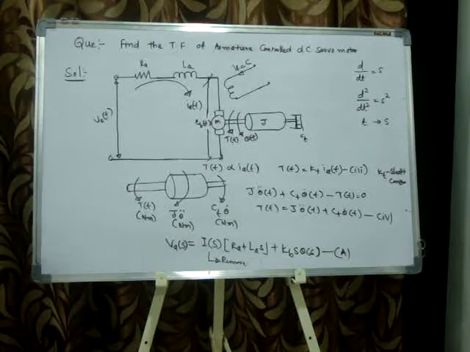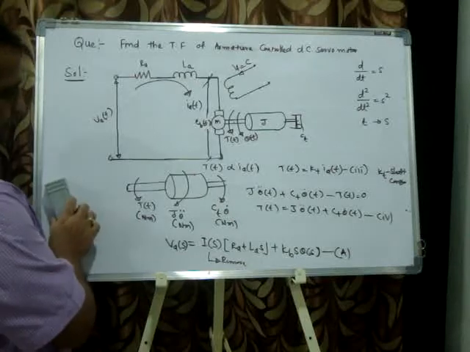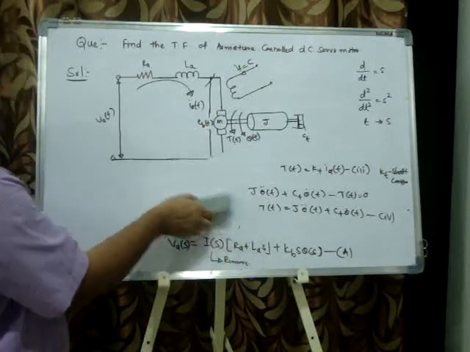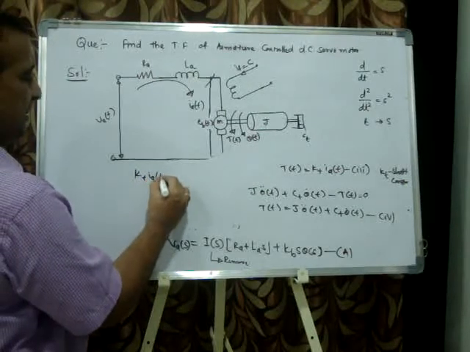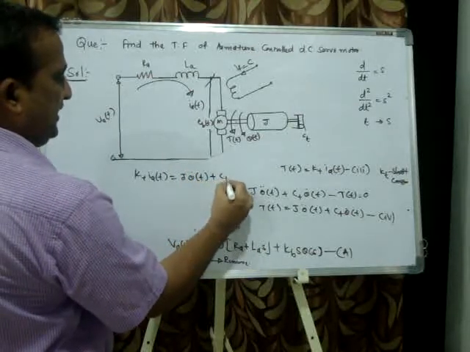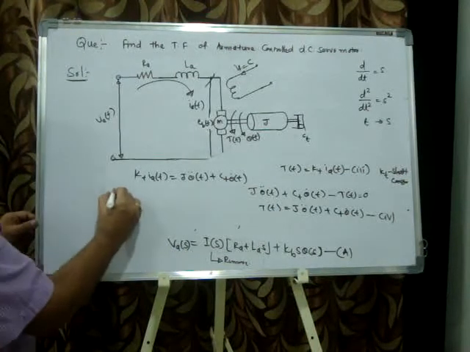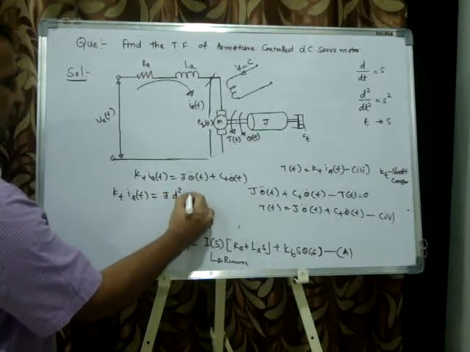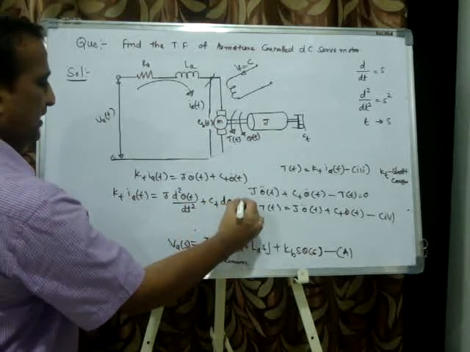Now I'll equate 3 and 4. I'll get KT IA(t) = J theta double dot(t) + CT theta dot(t). In differential form, KT IA(t) = J d square theta by dt square + CT d theta by dt.